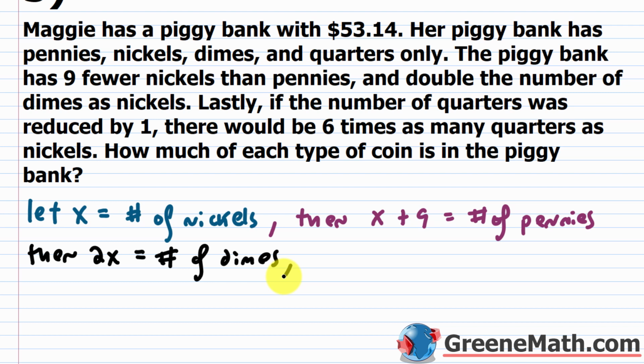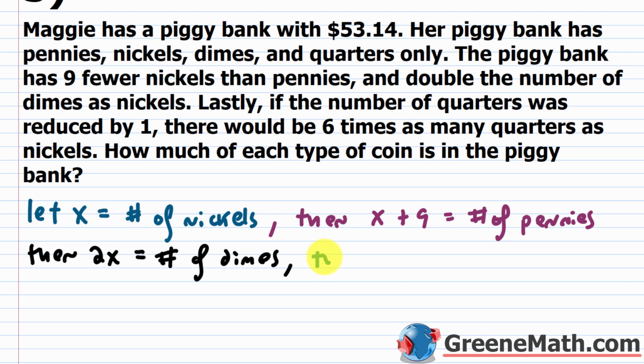And then lastly, we say that if the number of quarters was reduced by 1, there would be 6 times as many quarters as nickels. Okay, so this one's a little bit tricky. What you would want to do here is first start out by saying 6 times as many quarters as nickels. So I could take the nickels, which is x, and I could multiply it by 6, and I would have 6x. So let me start with that.